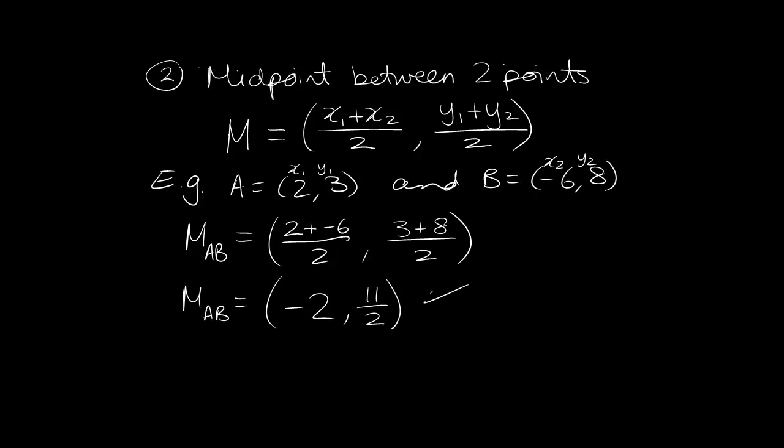Now notice that this final answer here is a midpoint between the 2 points. So in other words, it is still a set of coordinates, and it's really important that you remember that. Because it is a set of coordinates, you must have the brackets to show that it is a set of coordinates, and your answer is separated between the x and y by that comma.